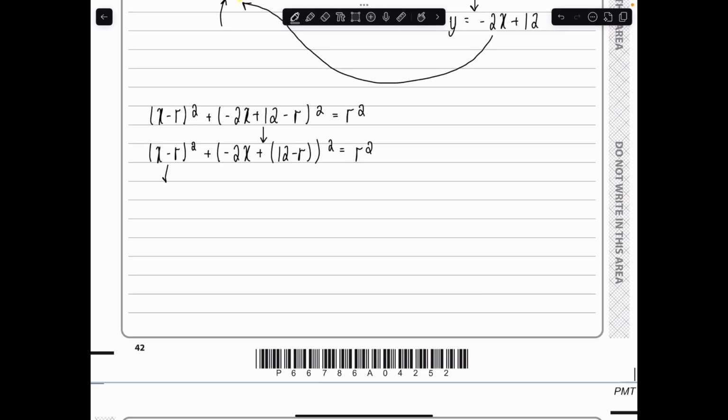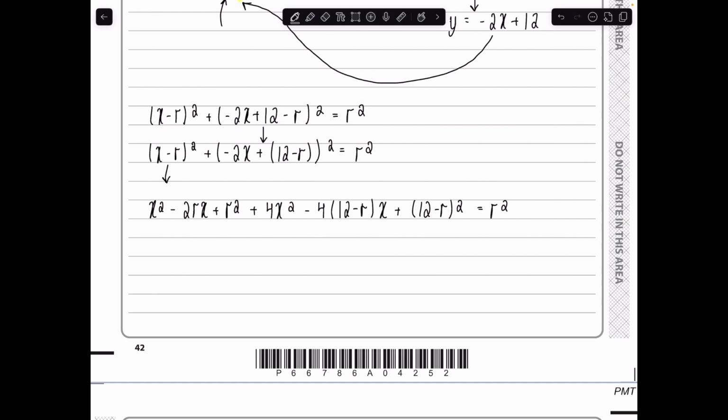So let's expand out the first set of brackets. So x minus r all squared is the same as saying x squared minus 2r lots of x plus r squared. Then we're going to add 4x squared minus 4 lots of 12 minus rx. Then we're going to add 12 minus r all squared, and that is equal to r squared.